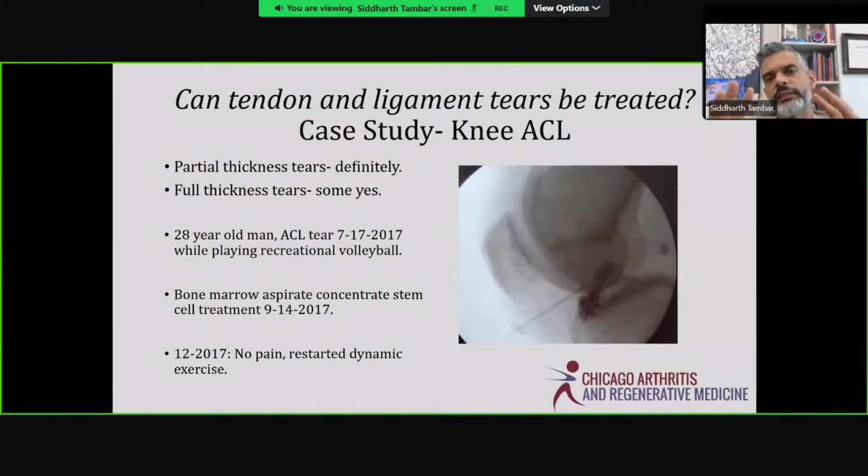So can we treat tendon and ligament injuries? This is a ligament case, an ACL injury for the knee. This is a younger man. He's a butcher. He's not a professional athlete. Tore his ACL while playing volleyball. He had bone marrow concentrated stem cell treatment a few months after his injury. At the 3-month mark after treatment, he's doing great, restarting dynamic activity.